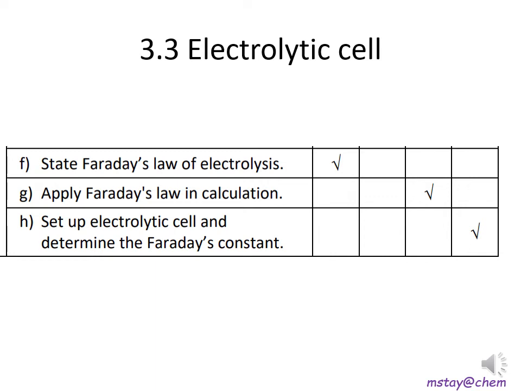In this video, we continue to finish chapter 3.3, Electrolytic cell, where we need to know what Faraday's first law is, and then apply it in calculations to help us determine the mass of the product produced, the charge, the time, and also the ampere, the electric current, or even the Faraday constant.